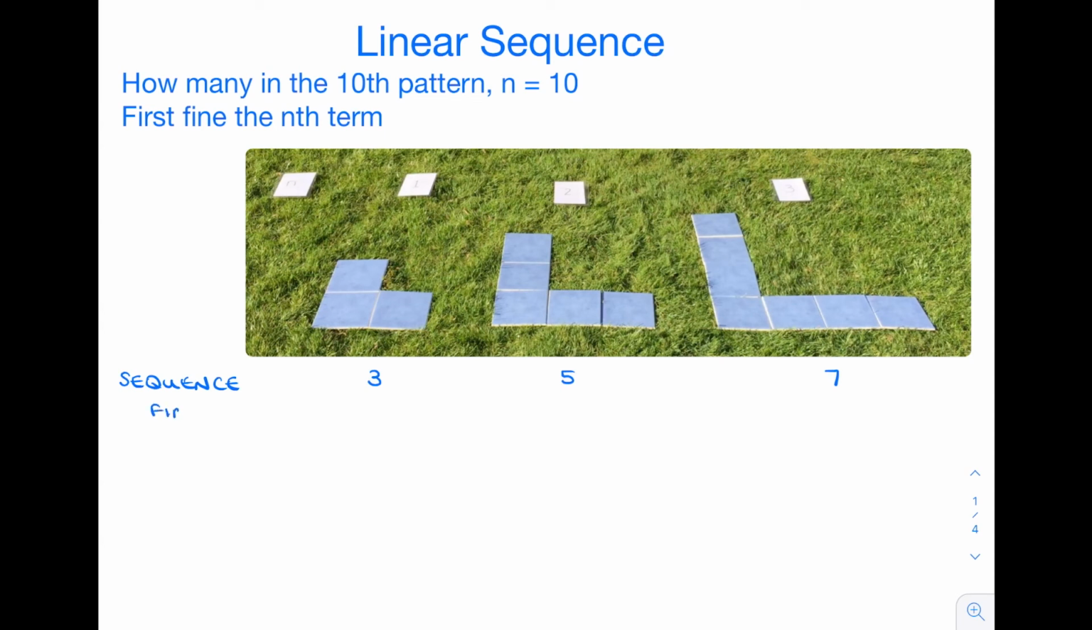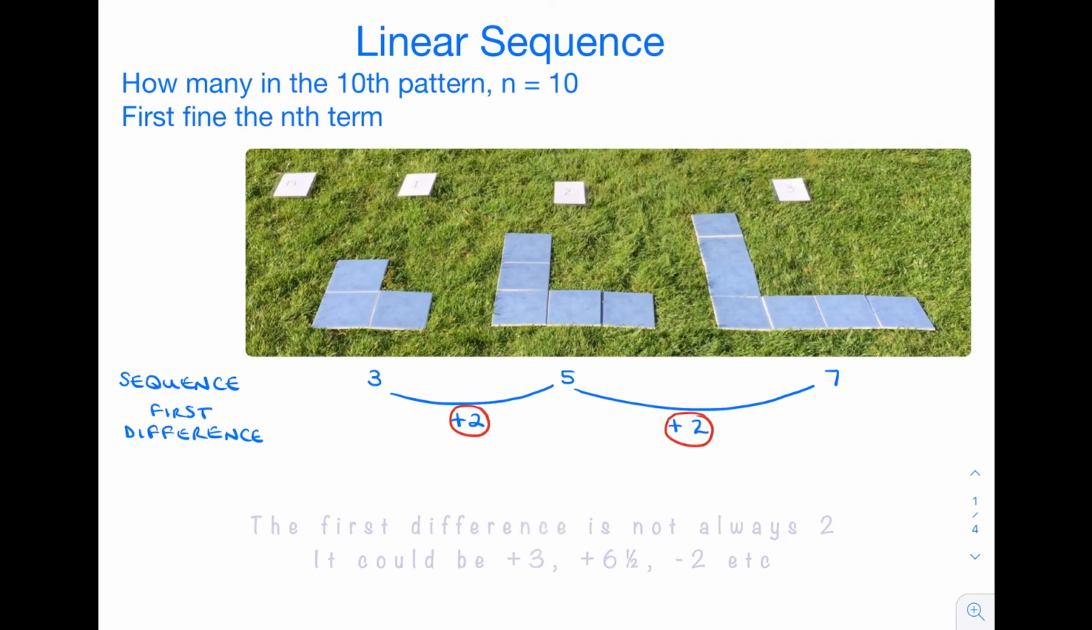Then work out the first difference. That's the difference between each of the numbers in the sequence. So between 3 and 5 plus 2, 5 and 7 plus 2. This plus 2 is very important. I'm ringing it in red now. And this means that the 2 times table is going to be very important in this sequence.